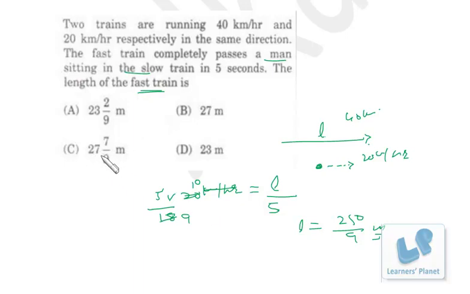You can check: 9 sevens are 63, plus 7, the unit digit is 0, so that's 250 by 9, right? So that's pretty simple. I hope you are clear.